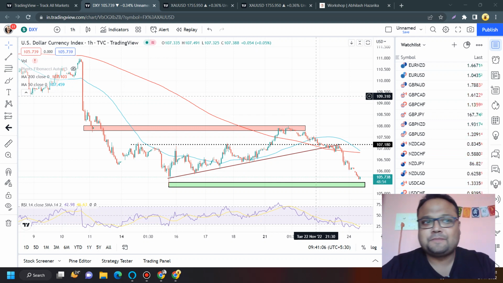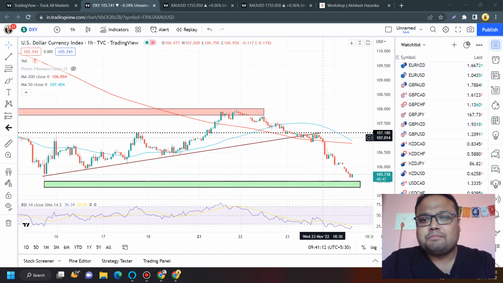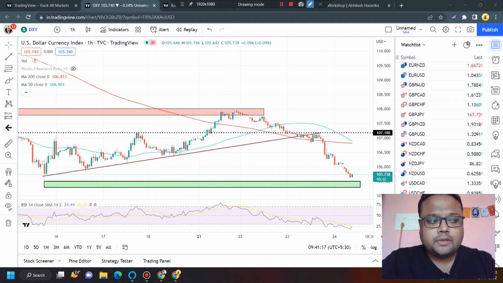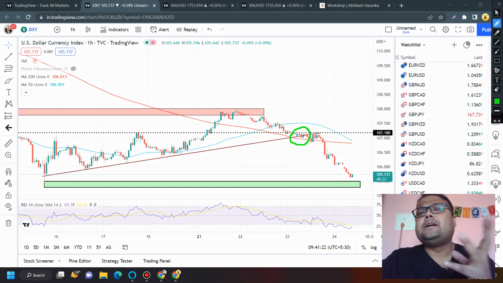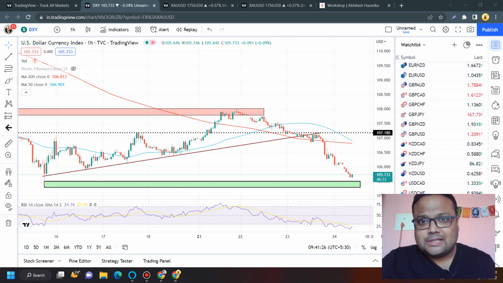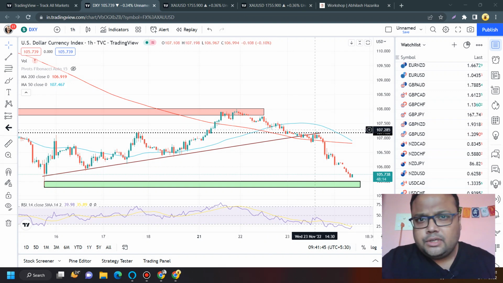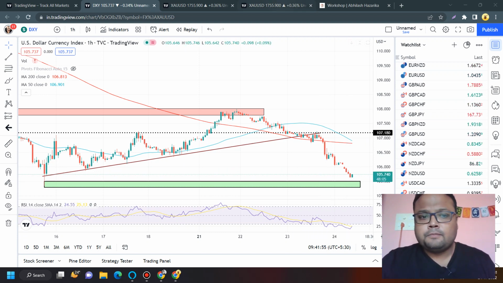So let's get started. This is a 1 hour chart of DXY, the US dollar currency index, and we have seen a massive sell on the chart of DXY. Yesterday when I was recording the video, DXY was trading somewhere around here. It was trying to take support, so it was in a very critical spot. And ultimately DXY surrendered, and after that we saw heavy sell on the chart of DXY. And as you can see, right now DXY, or the US dollar currency index, is standing at 105.74.